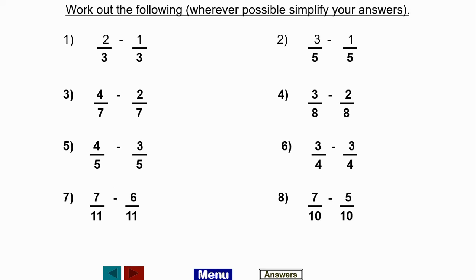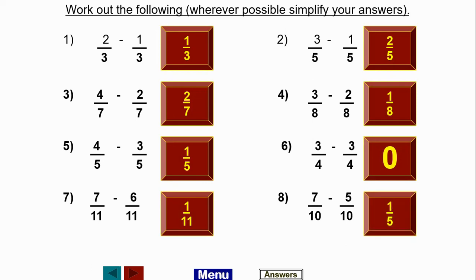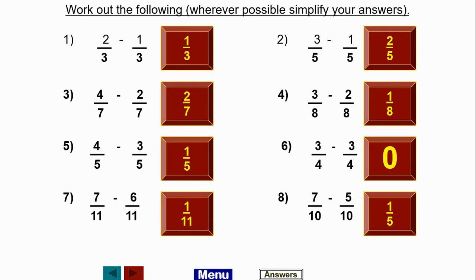Okay, grab your pens and check your answers. Note this one here. 3/4 take away 3/4. You might be tempted to write the answer as 0/4. You would still get the mark for that. But when you've got no quarters there, that is just the same as saying it's 0.